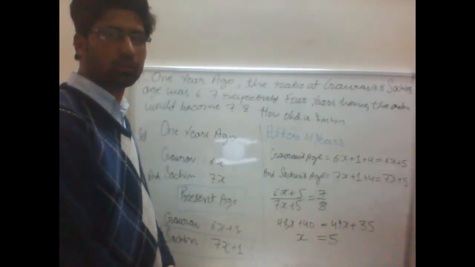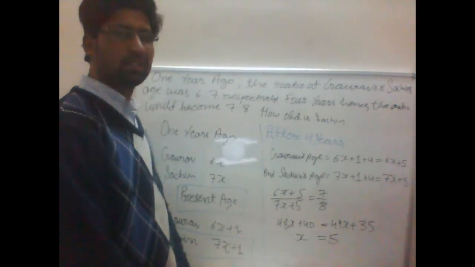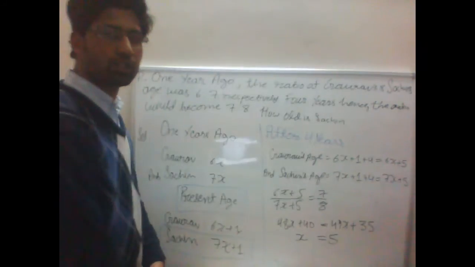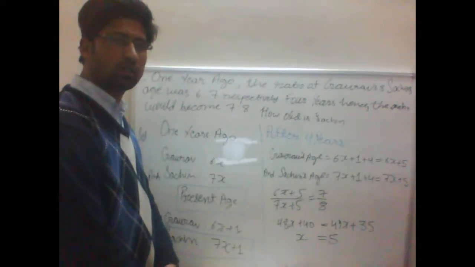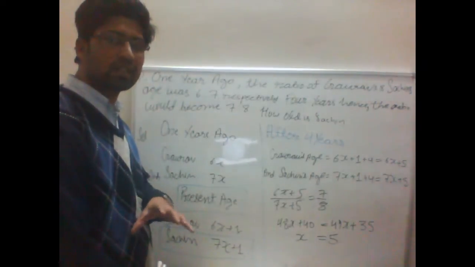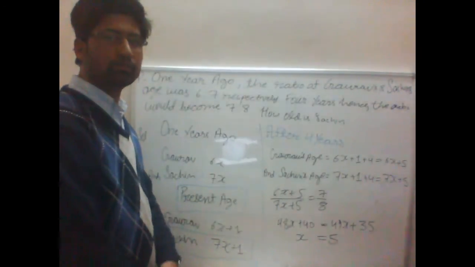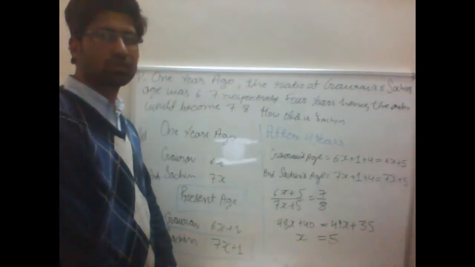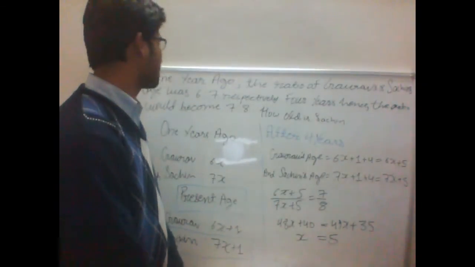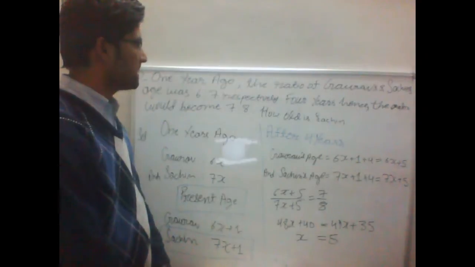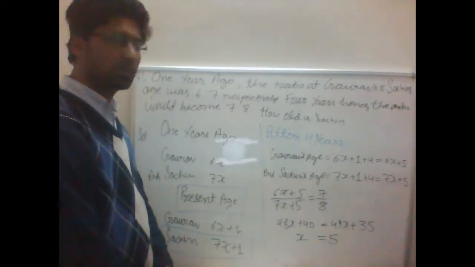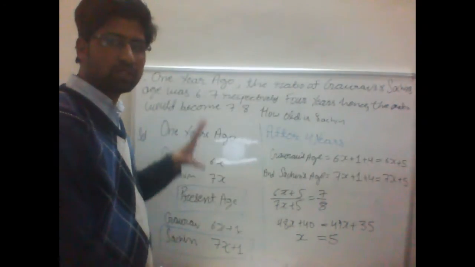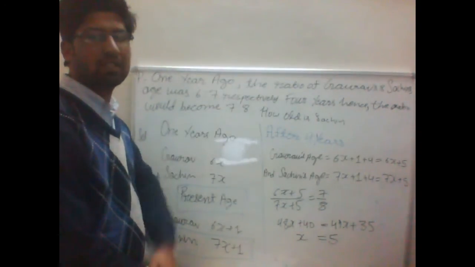Now let us discuss one more question. It is related to ratio and proportion, and it's also one category of questions. So let us discuss how to solve this particular type of question. One year ago, the ratio of Gaurav's and Sachin's age was 6:7. Four years hence, the ratio would become 7:8. How old is Sachin?